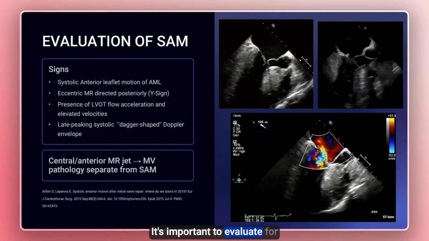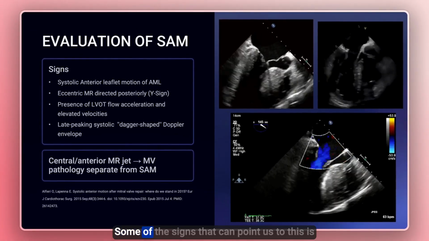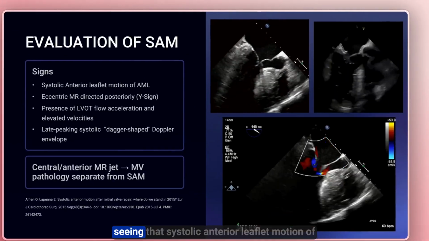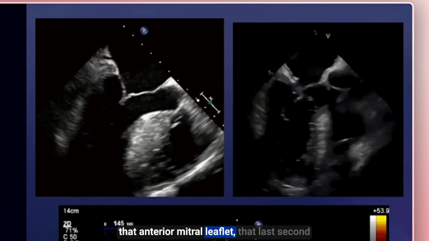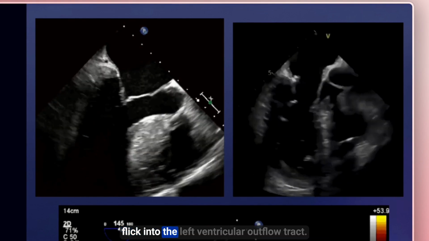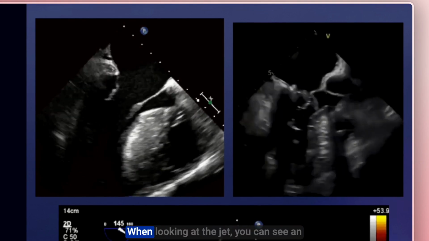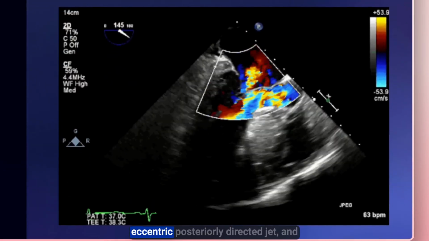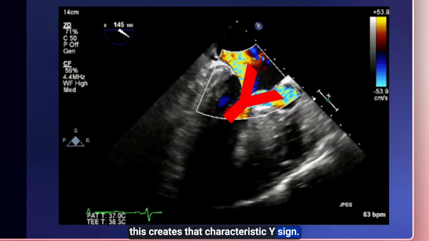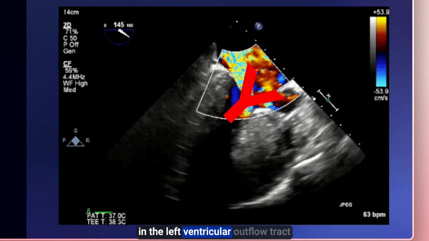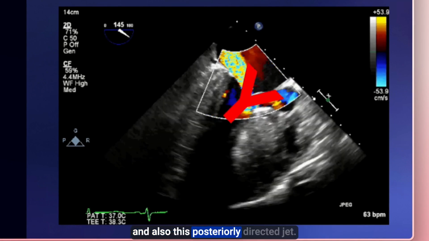It's important to evaluate for SAM after mitral valve repair. Some of the signs that can point us to this are seeing that systolic anterior leaflet motion of that anterior mitral leaflet, that last second flick into the left ventricular outflow tract. When looking at the jet, you can see an eccentric posteriorly directed jet. Now this creates that characteristic Y sign you can see where you have turbulence in the left ventricular outflow tract and also this posteriorly directed jet.